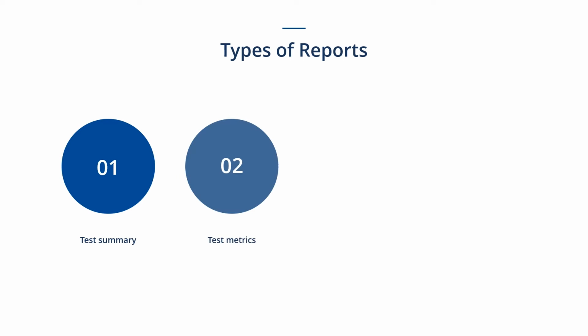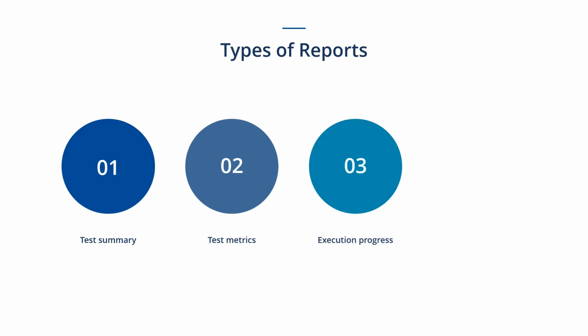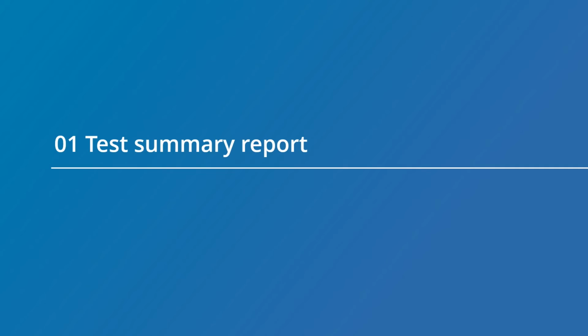There are 4 types of reports: test summary, test metrics, execution progress, and traceability matrix. Each of these reports has its usage and functionalities. Let's explore them one by one. Starting with the test summary report.